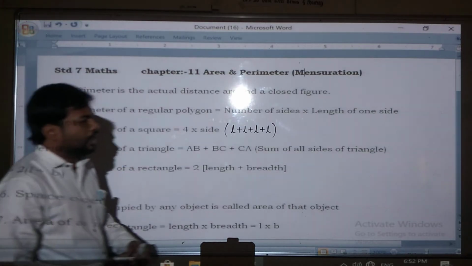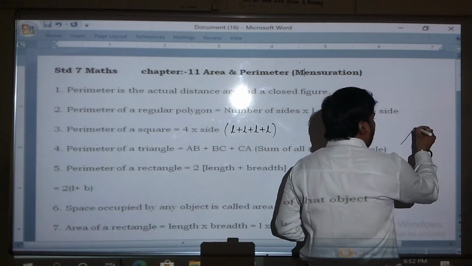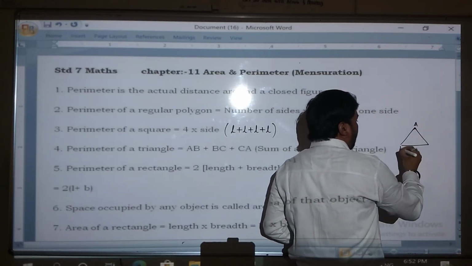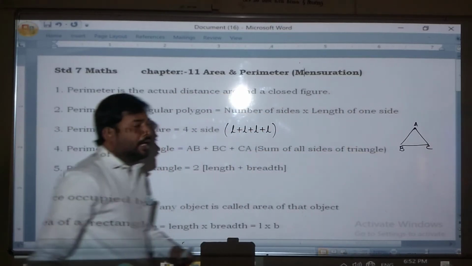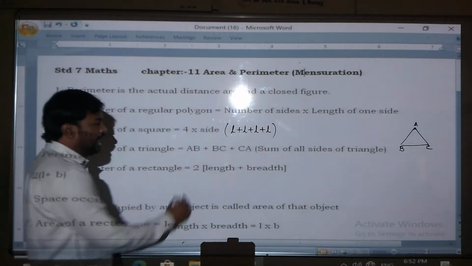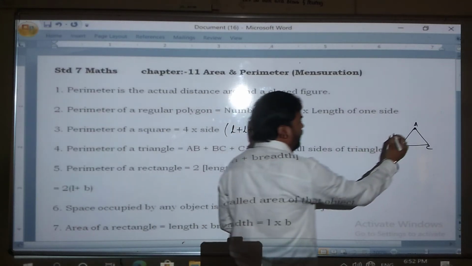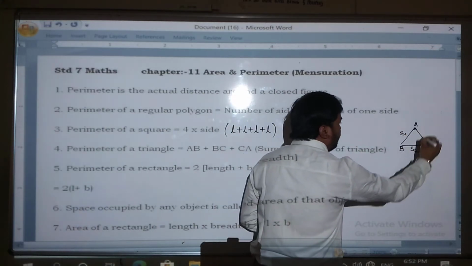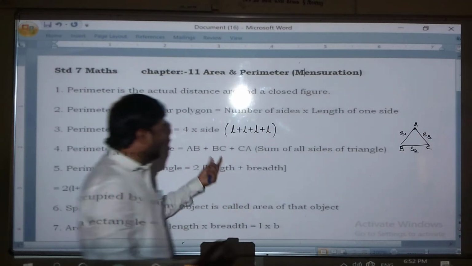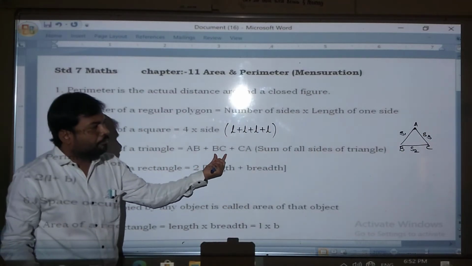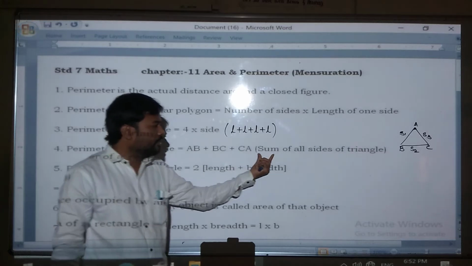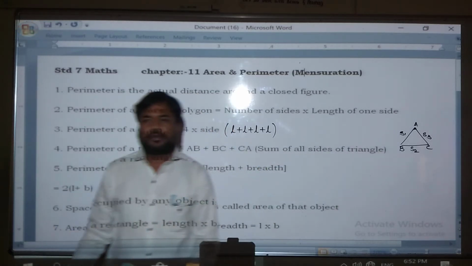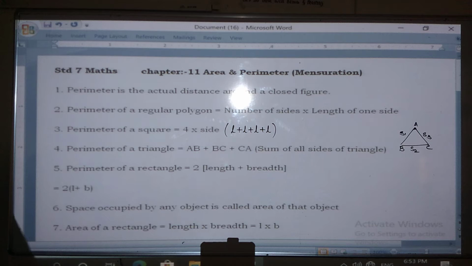Perimeter of a triangle. Now we are talking about the triangle. Right? Triangle ABC. If I want to find the perimeter of triangle ABC, then what do I have to do? I have to add each and every side: side 1, side 2, side 3. So you can say AB plus BC plus CA, the sum of all sides of the triangle. The triangle can be ABC, PQR, or anything. But what do I have to remember? The addition of the boundary lines.